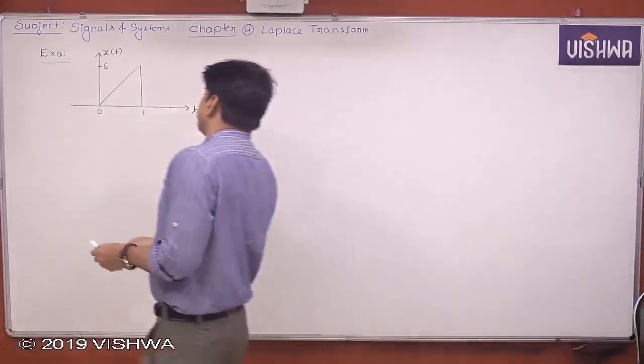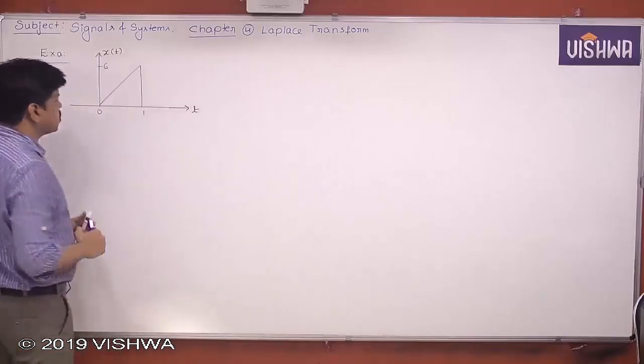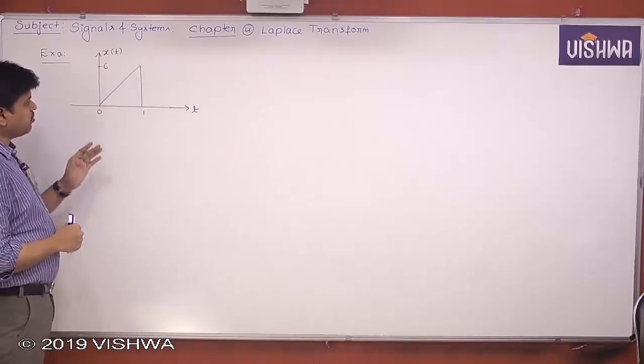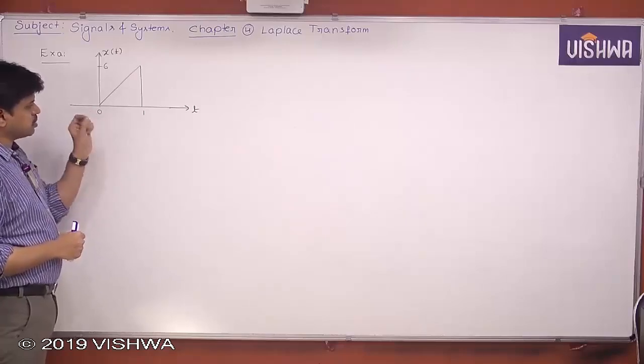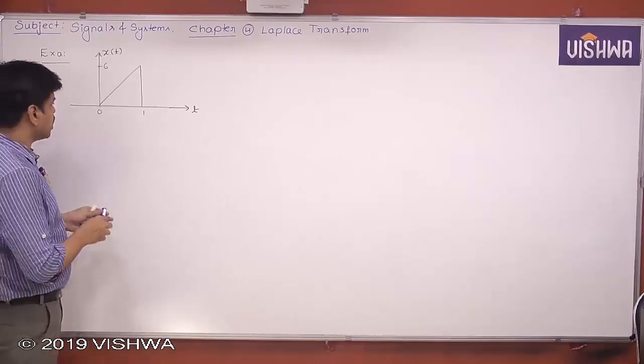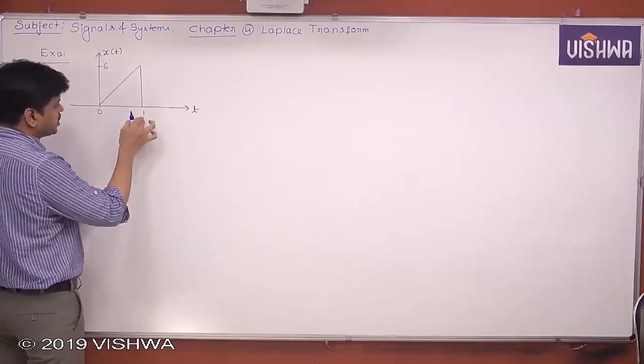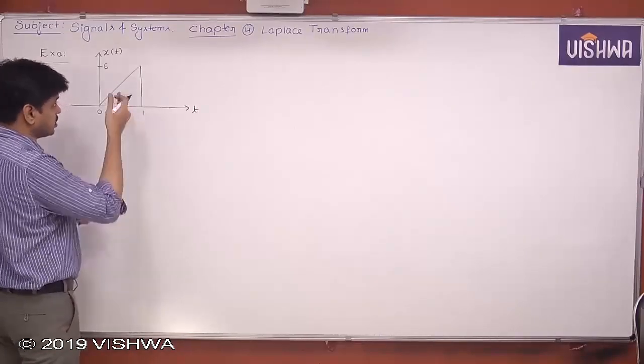First, we have to write the expression for x of t. To write the expression for x of t, first we have to observe x of t. It has corner points as well as discontinuity points. The corner points are 0 and 1 because there we have the slope change, and the discontinuity point is 1 because there is a jump.